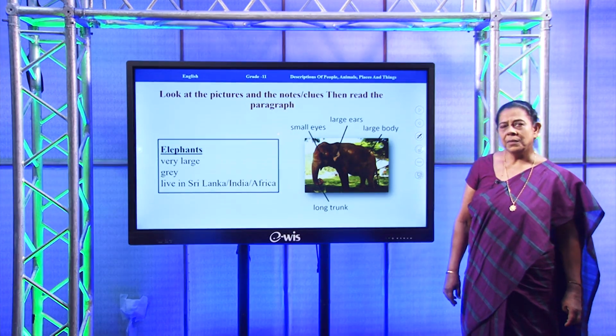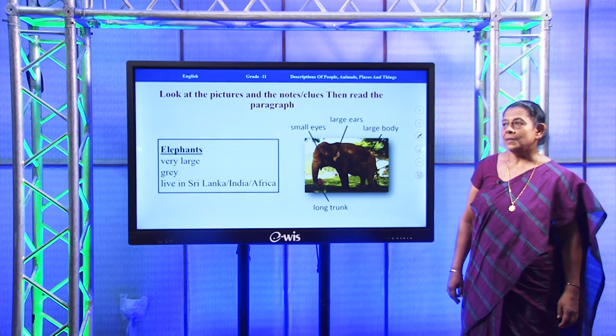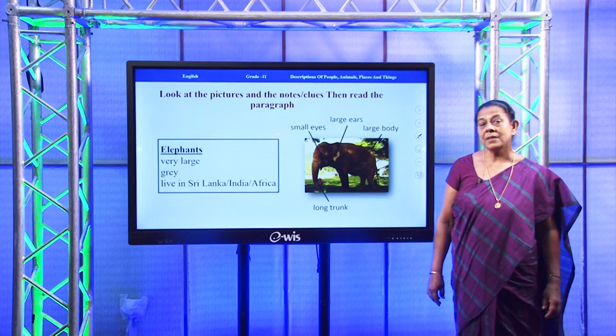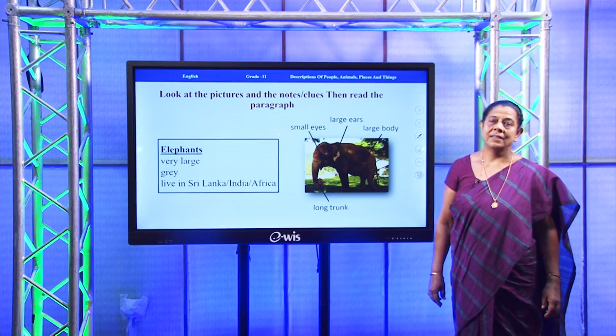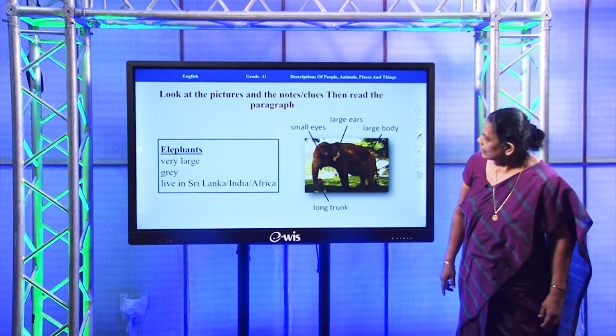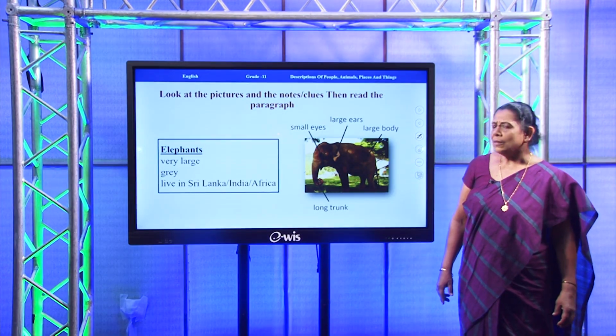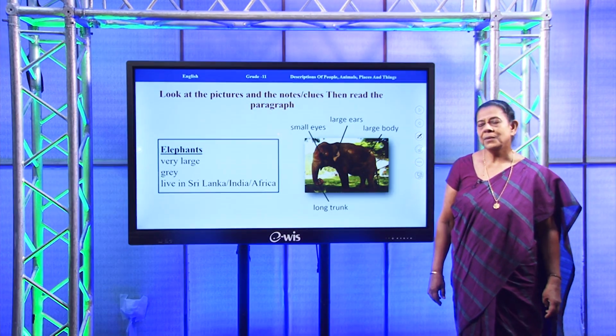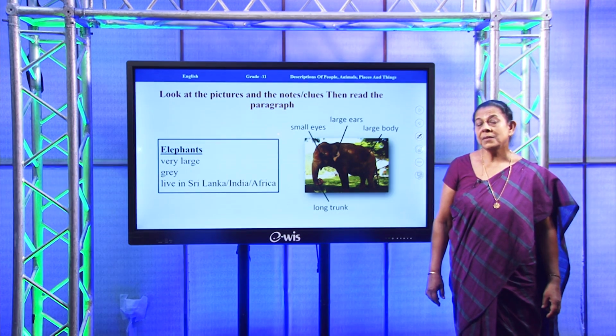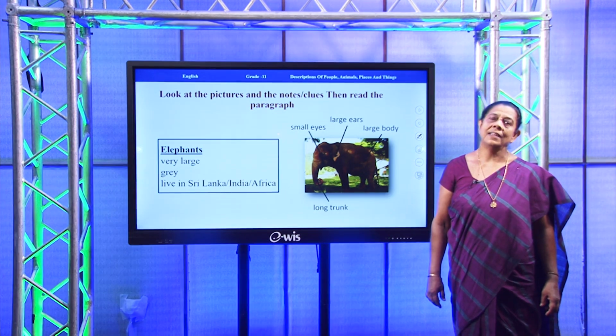So what are we going to do now? So we are going to write a description of elephants. So how do you write it? You can use the clues given. Right. So can we use these clues only? No, children. You have to use these clues in a sentence.